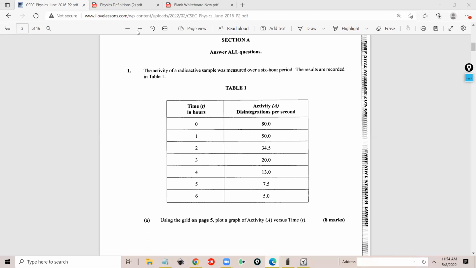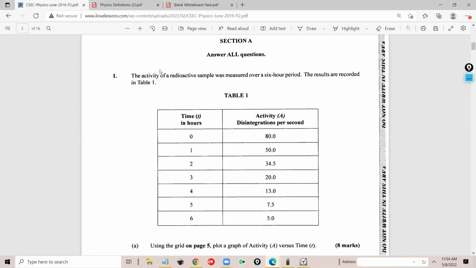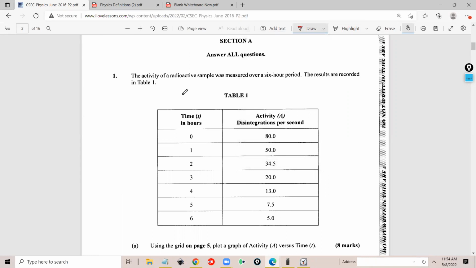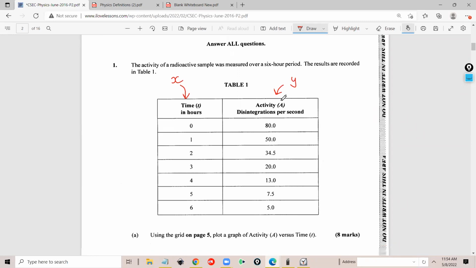Right, so the first question, June 2016, falls under radioactivity clearly. When you have to plot the graph, because I'm sure they made you draw a graph, even without reading the rest of the question, the time will obviously go on the x-axis and the activity will go on the y-axis. Let us take a look at it.